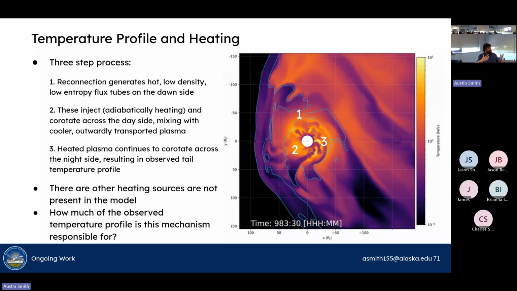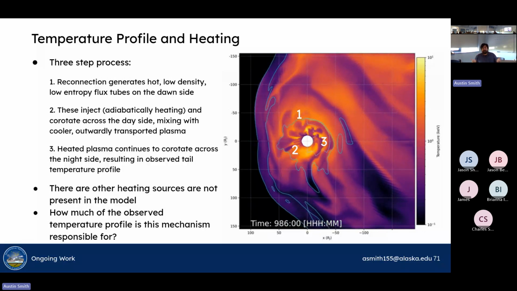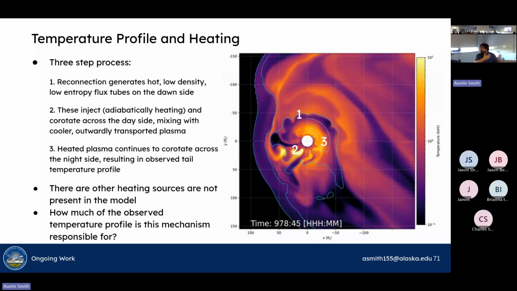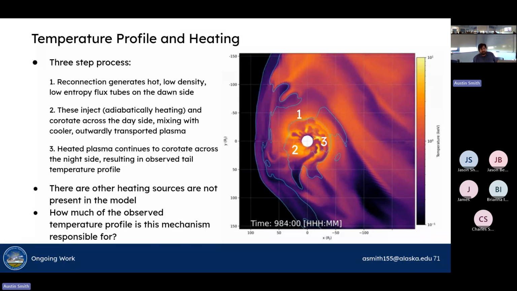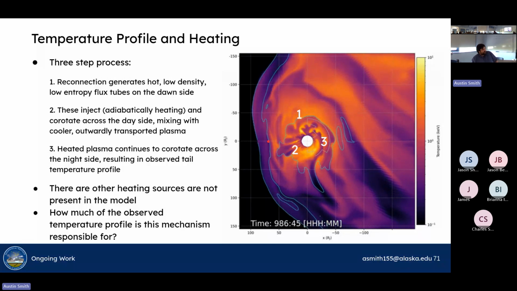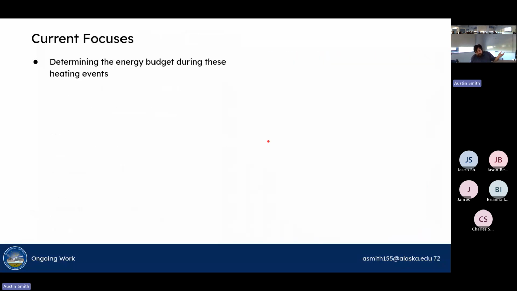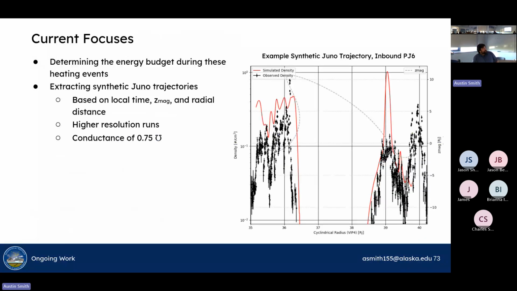So, stuff that I've been thinking of recently is, how much of the observed temperature profile can be explained by this mechanism? How much of it is turbulent heating or other kinetic scale processes, which wouldn't be captured by this model? So thinking about the energy budget during these heating events also, how much of the energy is coming from the magnetic field or flows. So trying to basically trace where this heating is coming from that we see in both the data and the model. Another thing that I've been working on is extracting synthetic Juno trajectories.